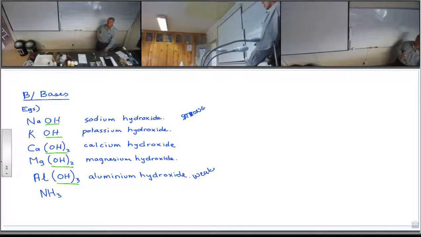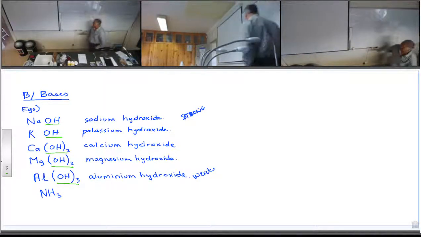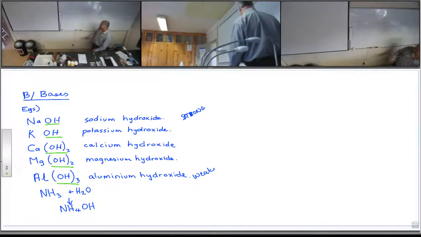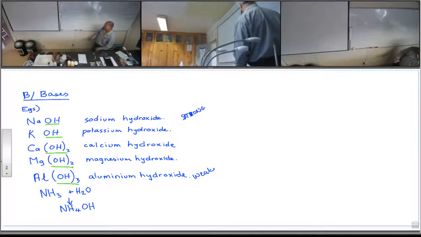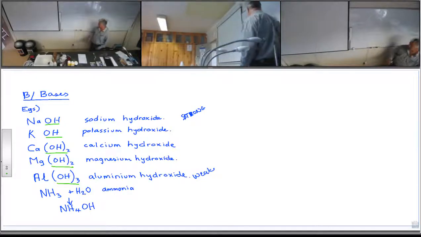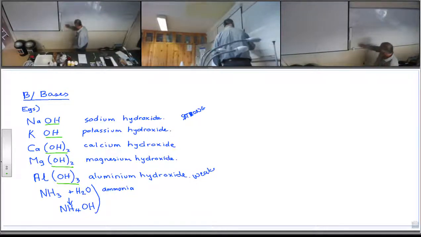NH3, what is that called? Ammonia. Is that a base? It is, because what happens when you add water to ammonia, what does it change to? NH4OH. Okay, and that is ammonium hydroxide. So ammonia is a base when dissolved in water.